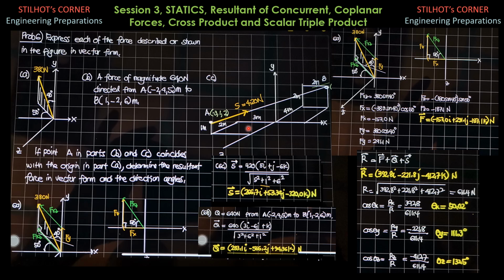So for 6a, this is the original figure, this is now the solution. So we have here the vertical plane of the 380 Newton force. It is directed backward, up, and to the left. So backward, negative z component, up, positive y component, to the left, negative x component.